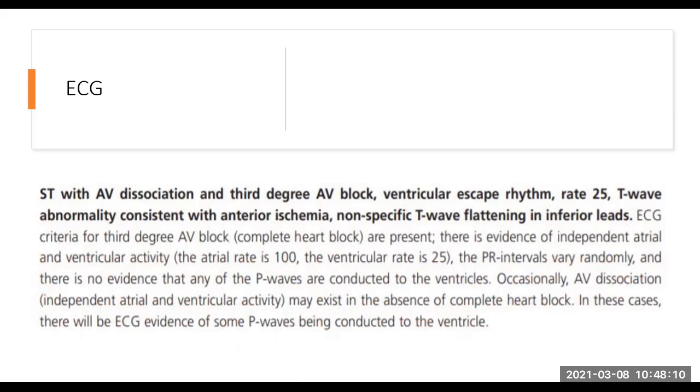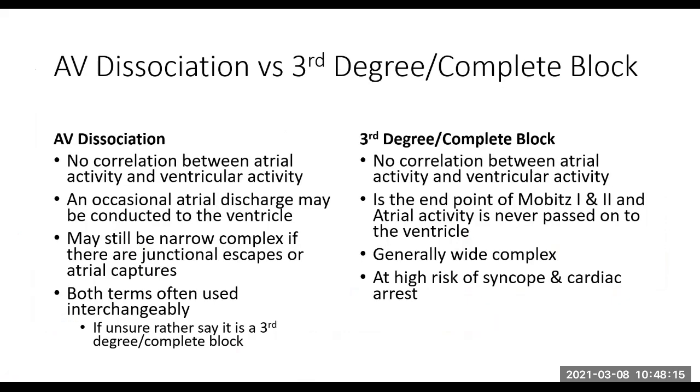So if you're anything like me, even while I was reading it, I switched off. So let's talk about what it actually is. What is AV dissociation versus third degree complete block? Because they are very similar. Atrioventricular dissociation is not only due to a third degree heart block. But to have a third degree heart block, you must have AV dissociation, all right? Basically, for both of them, there's no correlation between the atrial activity and ventricular activity. So the atria function independently and the ventricles function independently.